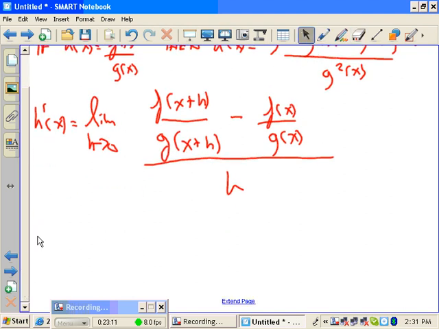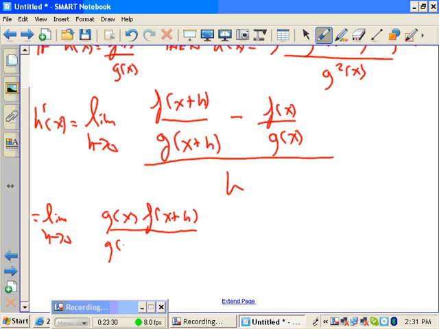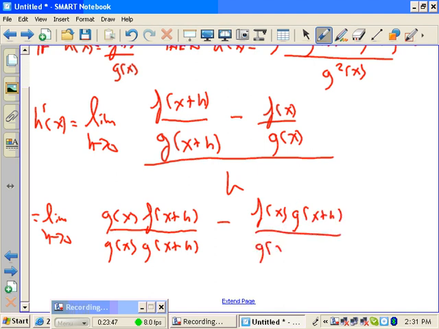Okay, so all of that mess equals the limit as h approaches 0. All right, and so multiply top and bottom by g of x here, right? So I'm going to get g of x times f of x plus h in the numerator over the common denominator, g of x times g of x plus h. I'm not subtracting yet, I'm just getting common denominators. Minus, multiply top and bottom by what? All right, so I get f of x times g of x plus h over g of x times g of x plus h.